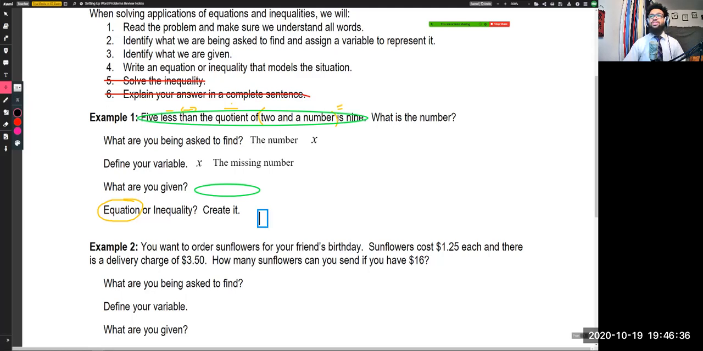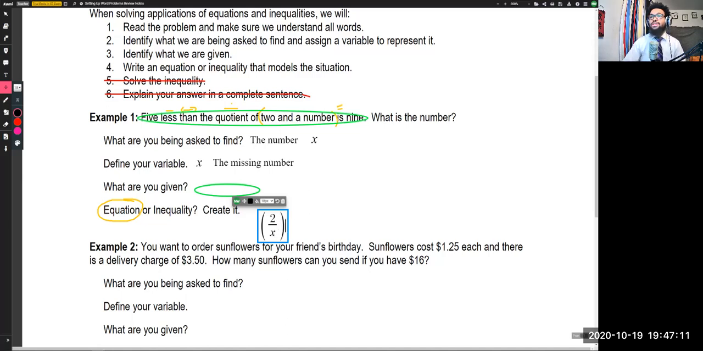From our lesson on translating way back in the first half of our first marking period, we learned that less indicates subtraction and that than is a switch word. So what comes after that is what's going to come first when we actually translate it. So what's going to come first is the quotient of 2 and a number. What does it mean for the quotient of 2 and a number? We're going to have 2, and then it's going to be divided by a number, our variable, which is going to be x.